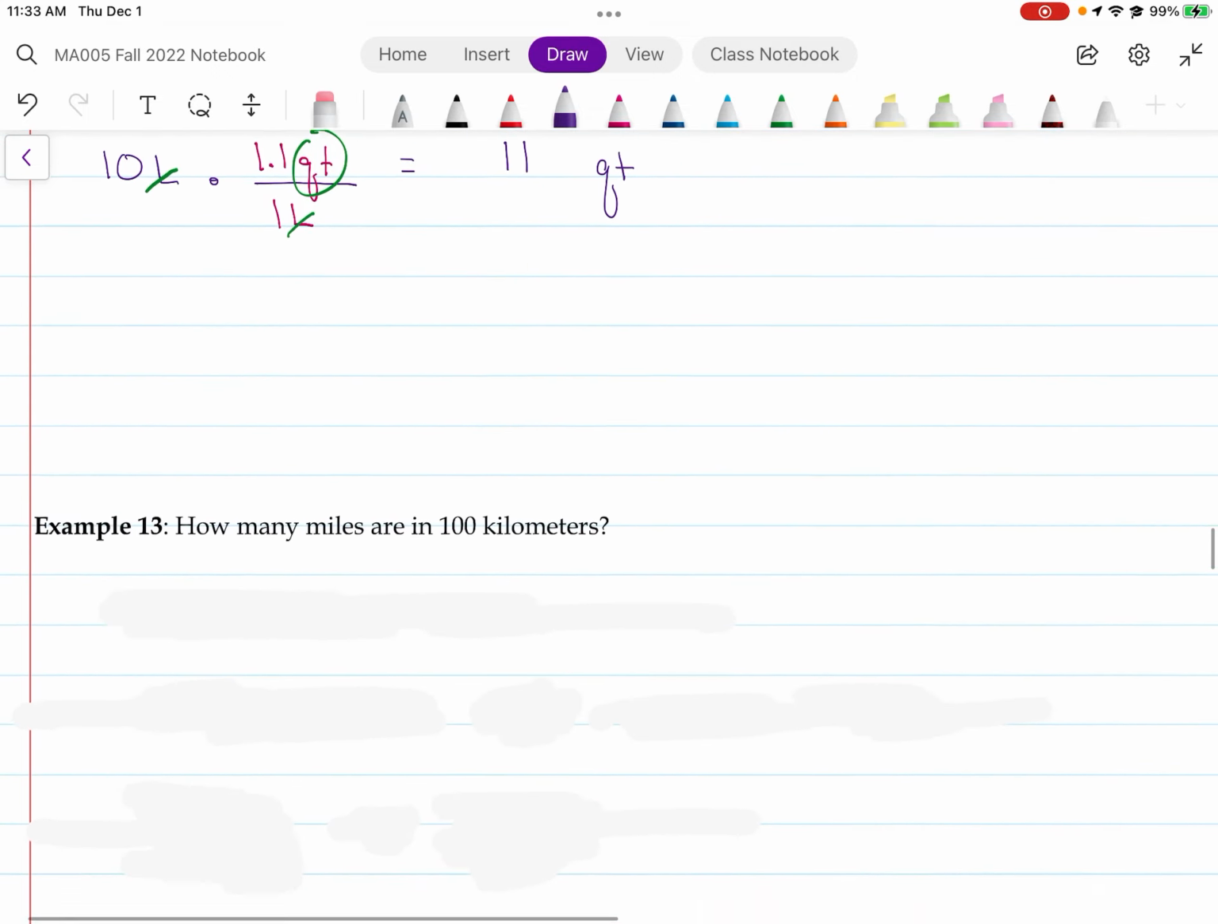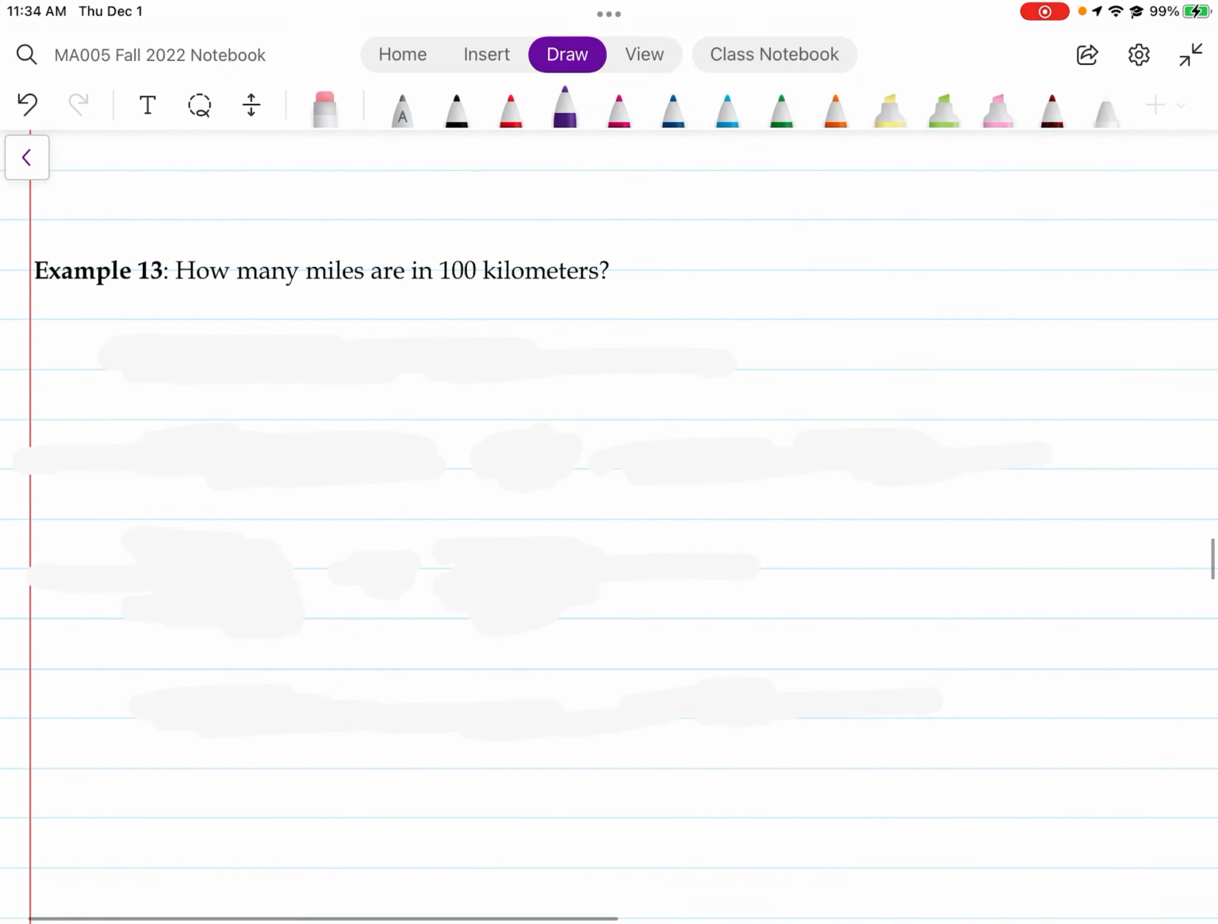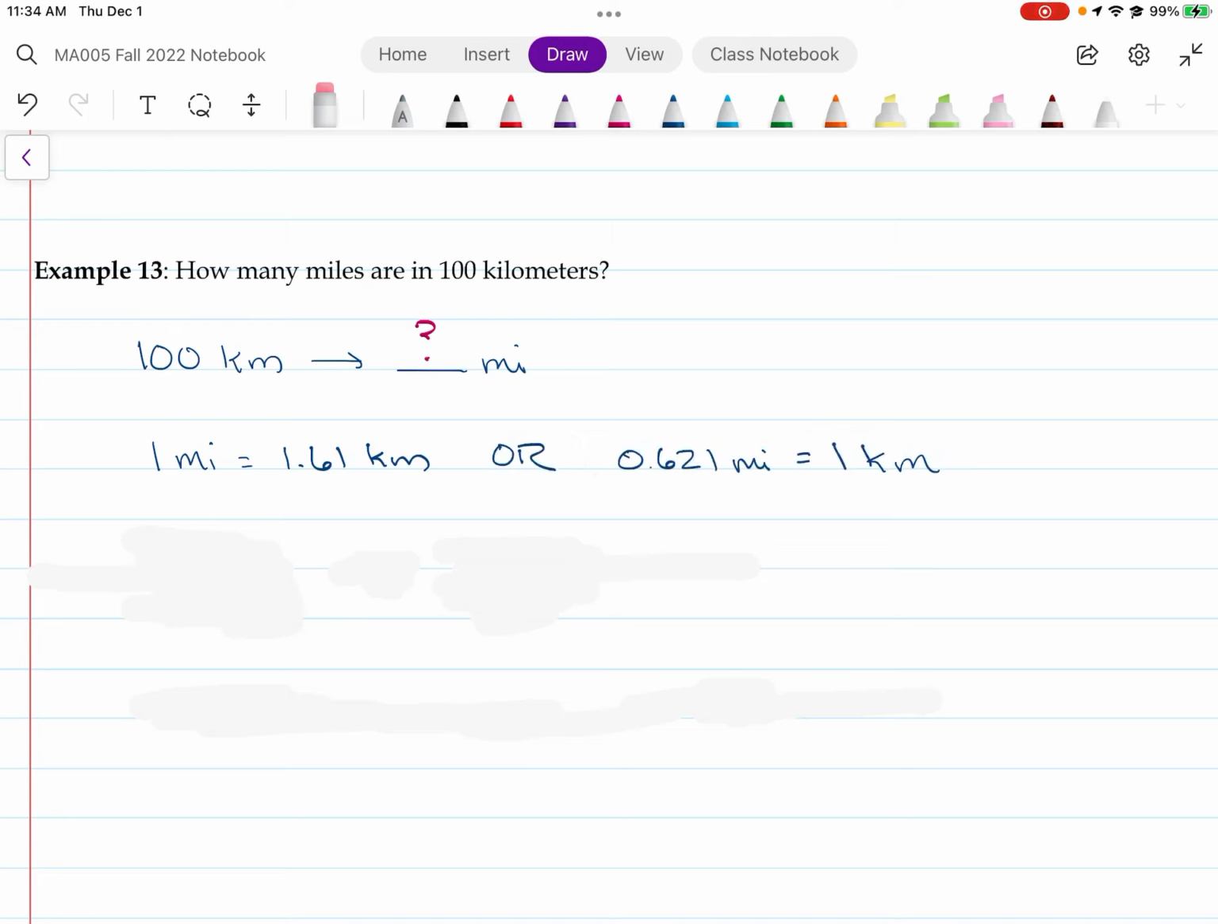How many miles are in 100 kilometers? I'll get you started on this in case you don't have the conversion factor. So 100 kilometers is equal to how many miles? That's what we're looking for. We've got 1 mile is 1.61 kilometer. There's also another conversion factor of 0.621 mile equals 1 kilometer. All of them go in both directions, so you just have to pick one. I picked the first one. If you want to do it like me, pick the first one and give it a try.